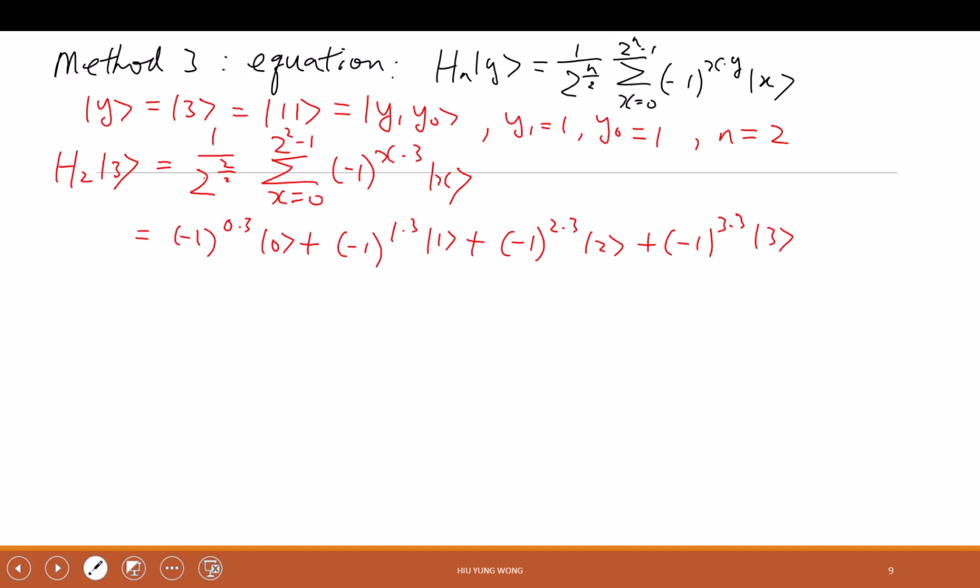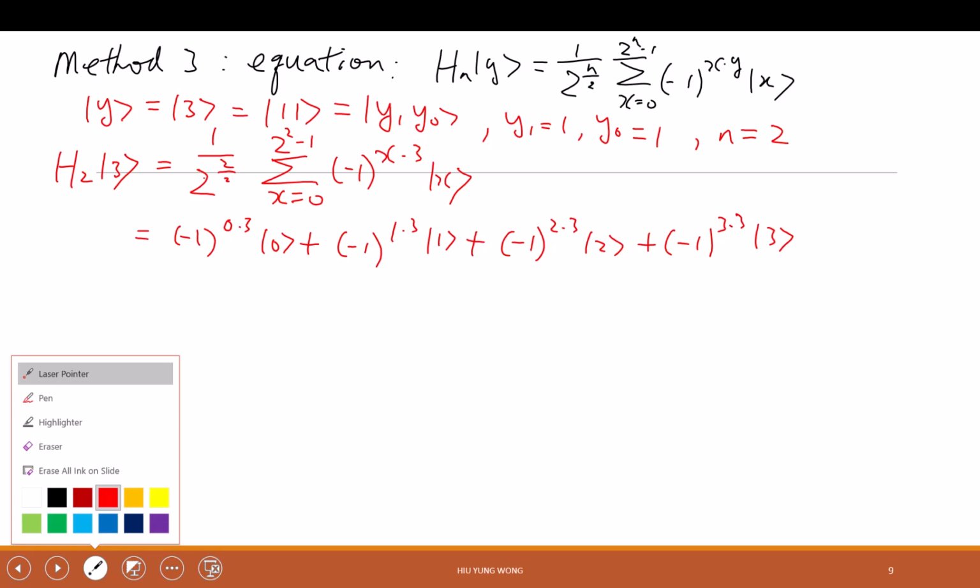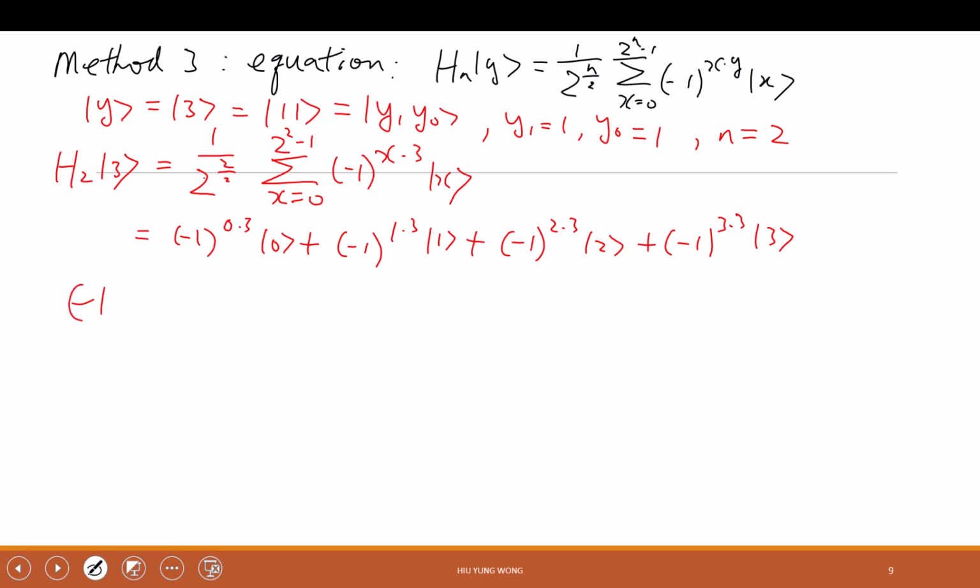Now that's very important. You need to understand what's the meaning of the equation, right? And these are some of the complex equations you can see if you read papers. Now you won't get confused. So all we need to do now is just evaluate each term. What is negative 1 to the power 0.3? Based on our definition, what is 0.3? 0 times 1 exclusive or 0 times 1. Right? So now you see this is not x dot y.